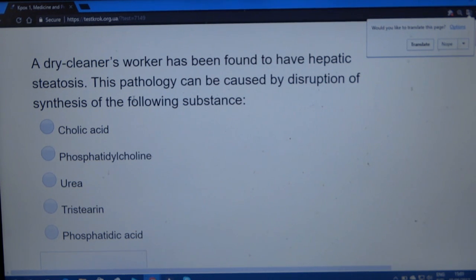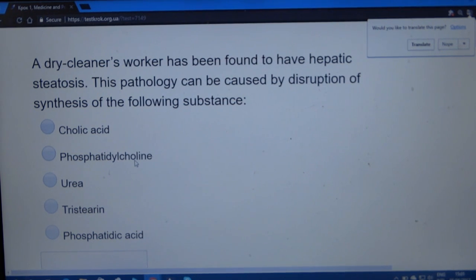Now, studies suggest that a low level of PC, that is phosphatidylcholine, plays a major role in the pathogenesis of non-alcoholic steatohepatitis. We are yet to know the real mechanism. So our answer here is what? Phosphatidylcholine.